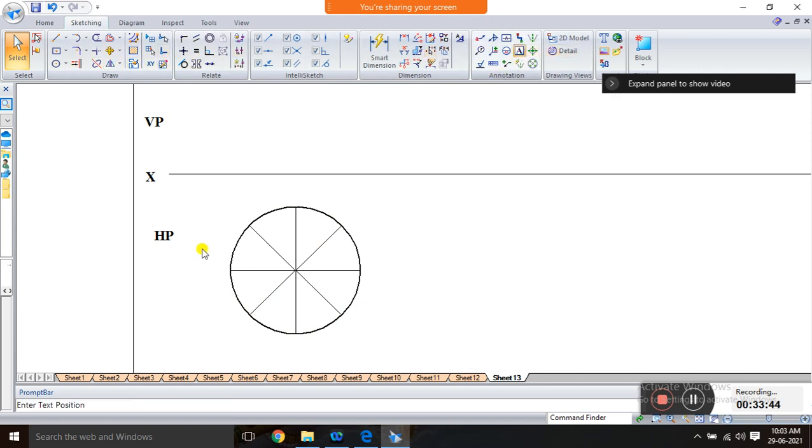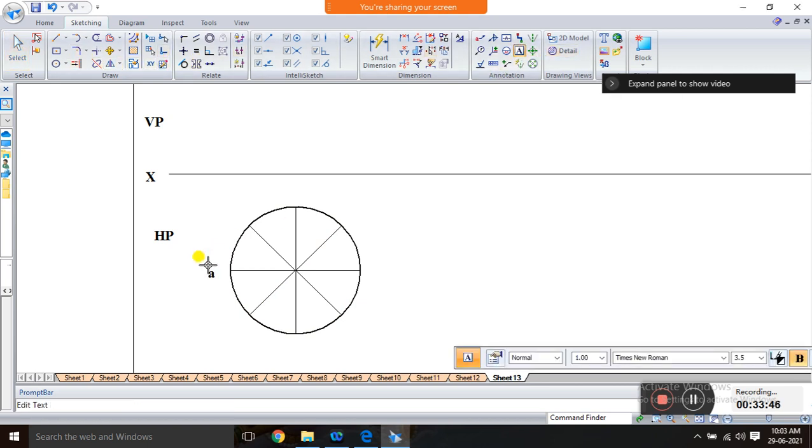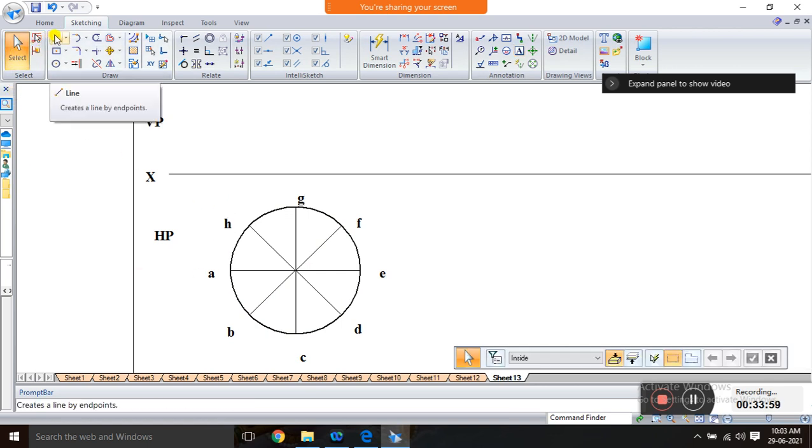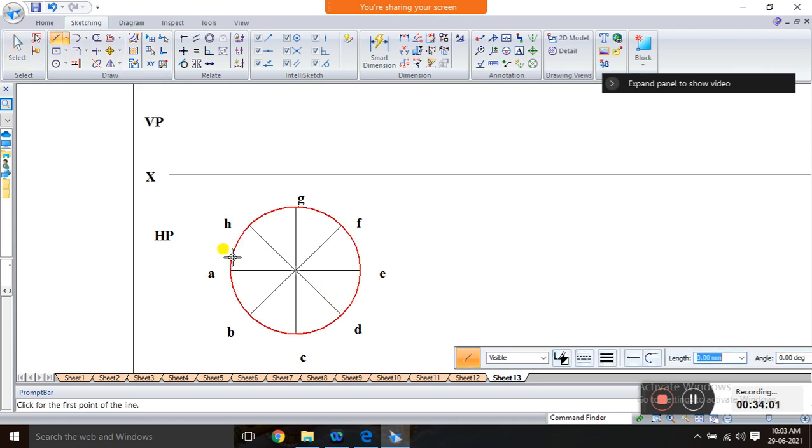And after that you have to name it. This is point A, B, C, D, E, F, G and H. Total 8 points. For construction purposes only we are going to divide, and after that you have to join all the points like this for the front view purpose.